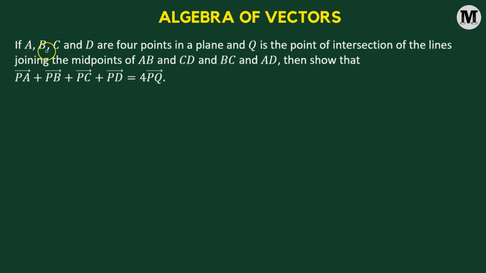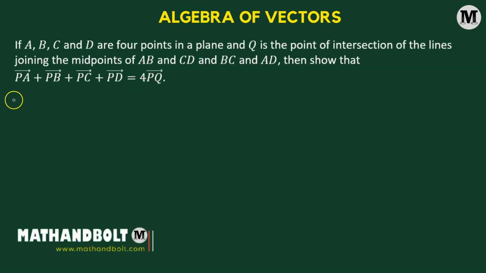If A, B, C, and D are 4 points on a plane and Q is the point of intersection of the lines joining the midpoints of AB and CD and BC and AD, then show that PA vector plus PB vector plus PC vector plus PD vector equals 4 times the vector PQ.